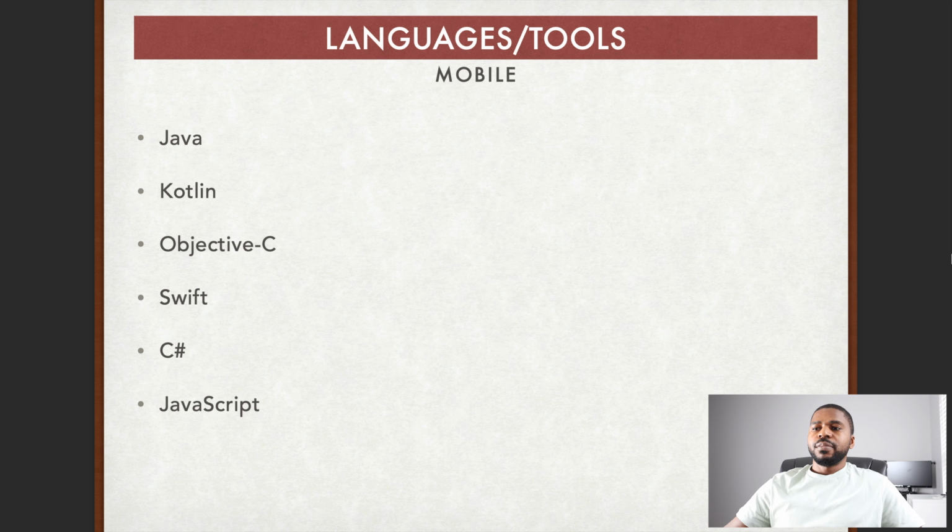For mobile development, you might use Java or Kotlin if you're doing Android development. You might use Objective-C or Swift if you're doing iOS development. For Windows development, you might use C Sharp, even though you might be able to use C Sharp on different platforms. You also note that there's JavaScript that can be used for front-end development, back-end development, and mobile development.